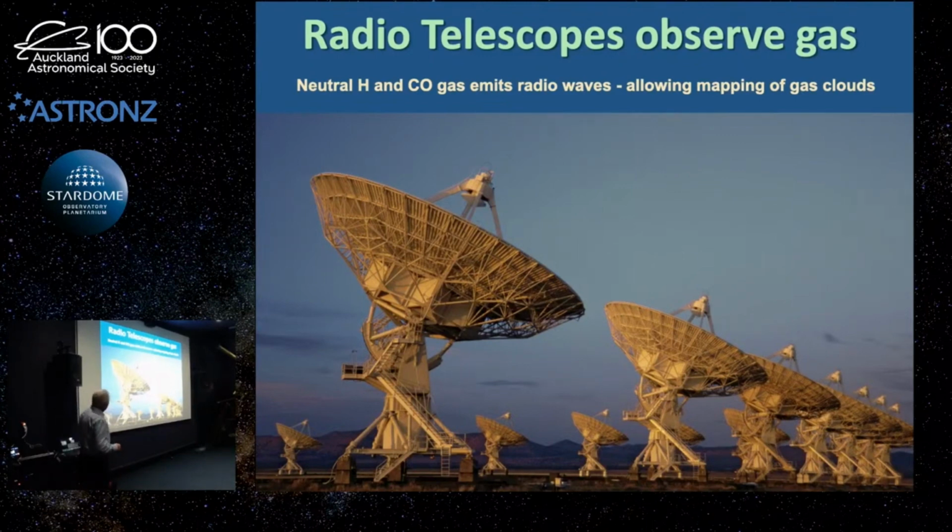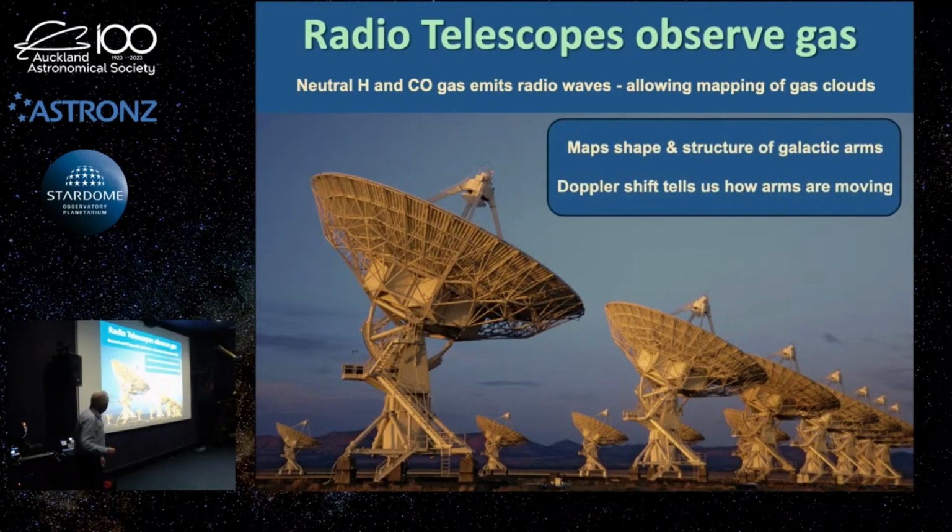And from there they can map out the shape and the structure of the arms in the galaxies, those spiral arms, quite happily. But also the Doppler shift, and that's when something's coming towards you or away from you, the wavelength gets changed, gets stretched out a little bit if it's moving away from you, or shortened if it's coming towards you. It's the Doppler effect. And measuring the slight change in wavelengths of the gas coming towards us or away from us, they can also then measure the movement or the motion of the gas around the galaxy as well.